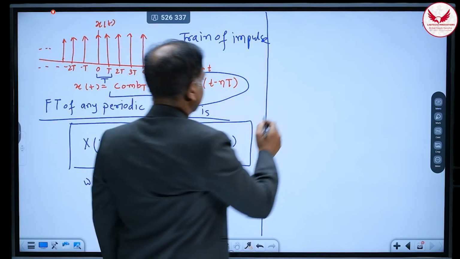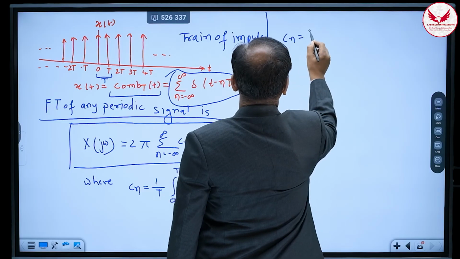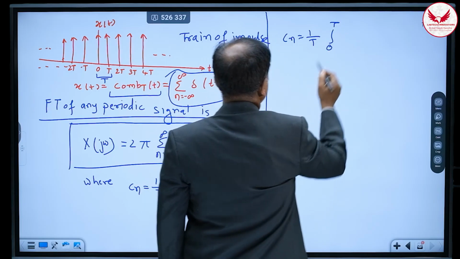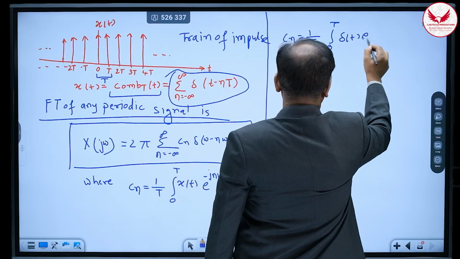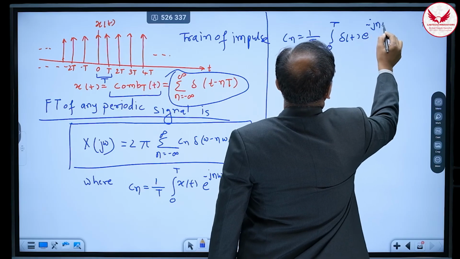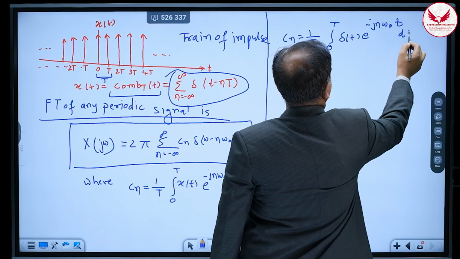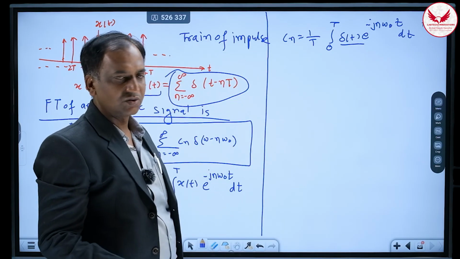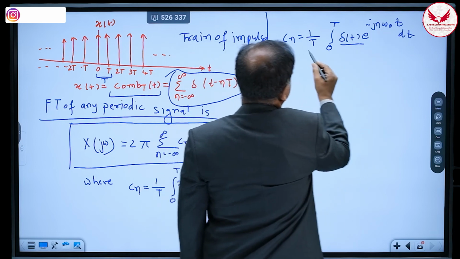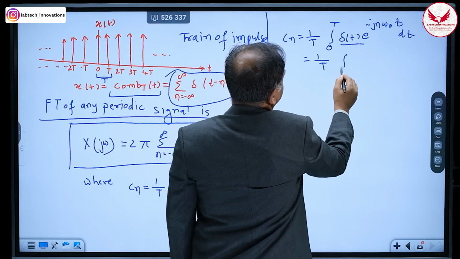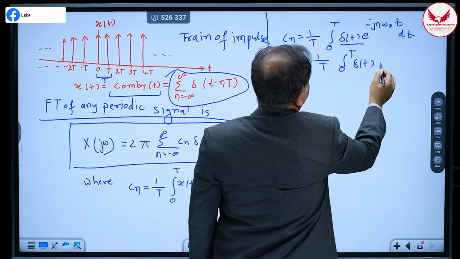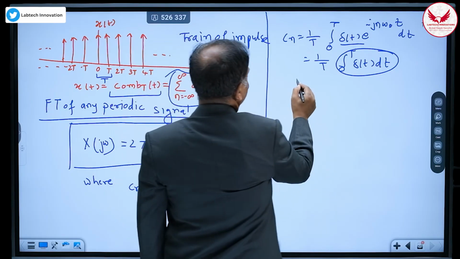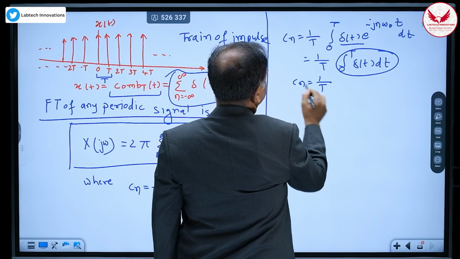So we will find Cn. This Cn is equal to 1 upon capital T, integrated over one period, of x of t, which here is delta of t, into e raised to minus j n omega 0 t dt. Now we have seen delta of t is an impulse function which is present only at t equal to 0. So we substitute t equal to 0 into this. So this is equal to 1 upon T integral from 0 to T of delta of t dt. The area under the curve of the impulse function is equal to 1. Therefore Cn comes out to be only 1 upon T.